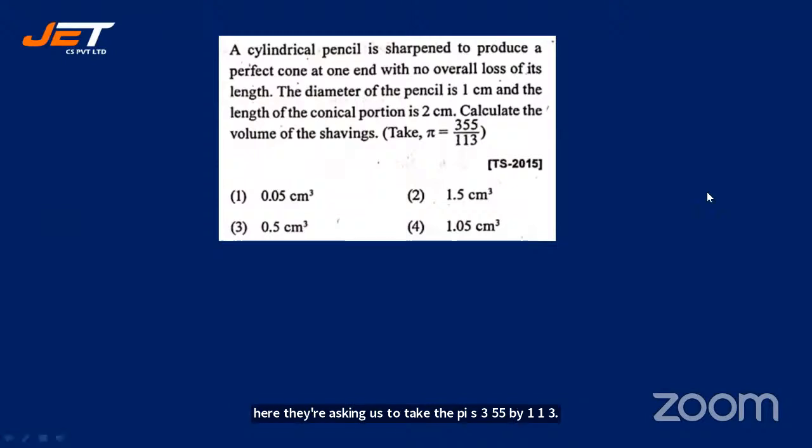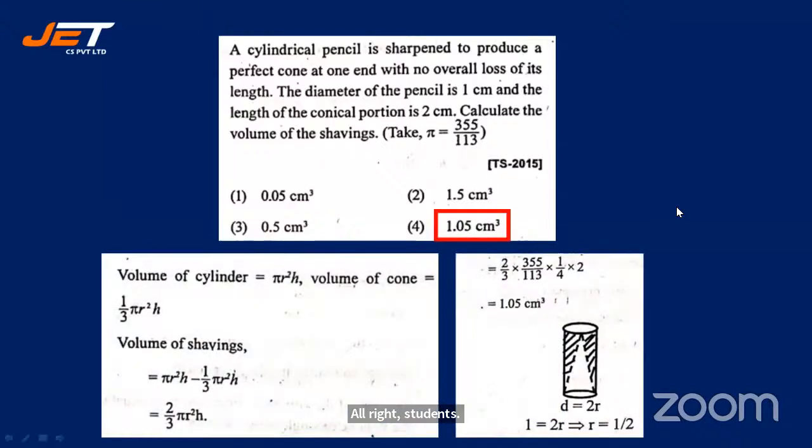All right, students, let's quickly see the answer. It is 1.05 centimeter cube. How? Being the volume, you should always represent it by cube, isn't it? The volume of the cylinder is pi r square h. The volume of the cone is 1 by 3 pi r square h. So what is the volume of the shavings? That is the cylinder minus the cone. So pi r square h minus 1 by 3 pi r square h, which is 2 by 3 pi r square h. Just substitute the value of r and h.